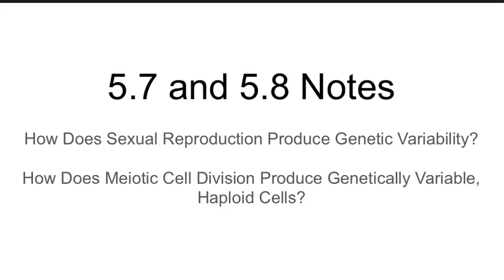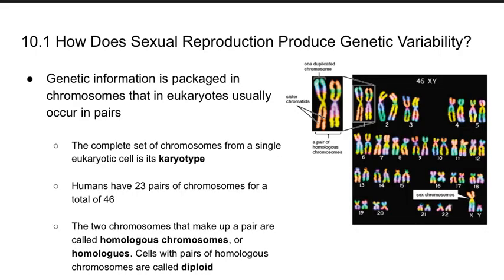This video is going to cover sections 5.7 and 5.8 from your textbook, which is how genetic variability is created by sexual reproduction and the basics of meiosis. Genetic information generally is packaged in chromosomes, and in eukaryotes it usually occurs in pairs. If you take all the chromosomes from an individual, an organism, and you line them up like you see over here on the right-hand side, this is what you'd call a karyotype.